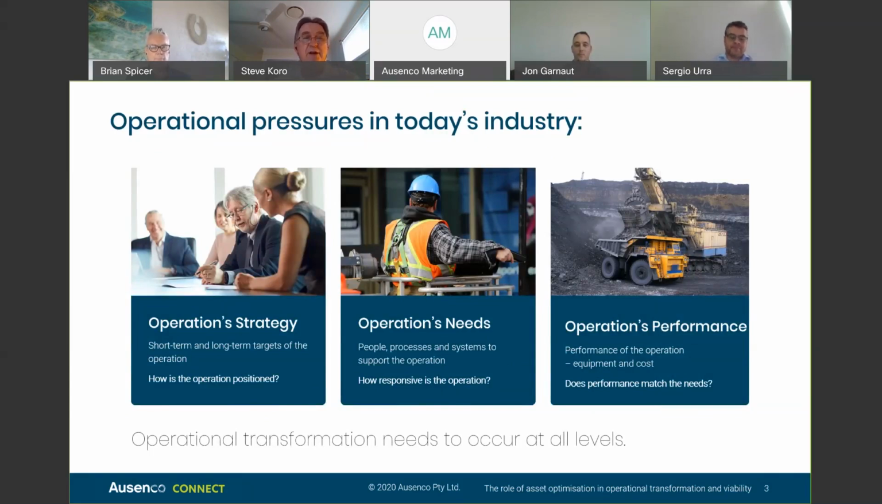Businesses of today are under constant pressure to perform and make profits. That's the reality of doing business. So on this slide, we've got three headings. So let's talk about strategy. When we talk about operations strategy, we have to start at the top of the organisation. All businesses have, or should have, a business plan with corporate objectives and targets, both short and long term. Invariably, the short-term targets take precedence.